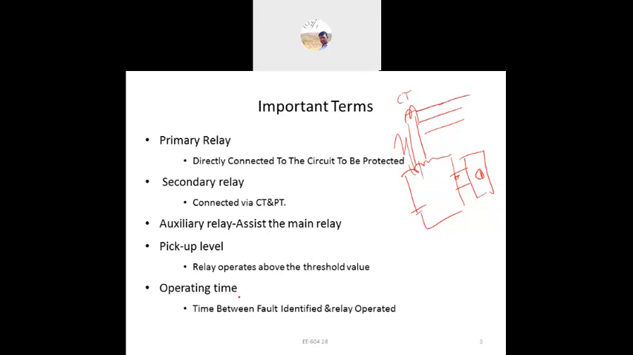Next is the pickup level. The relay operates above a threshold, and the threshold is nothing but a predetermined value. We have to know at what level the fault occurs; that is the threshold. Next, the operating time: the time between the fault being identified and the relay operating is the operating time of the relay.